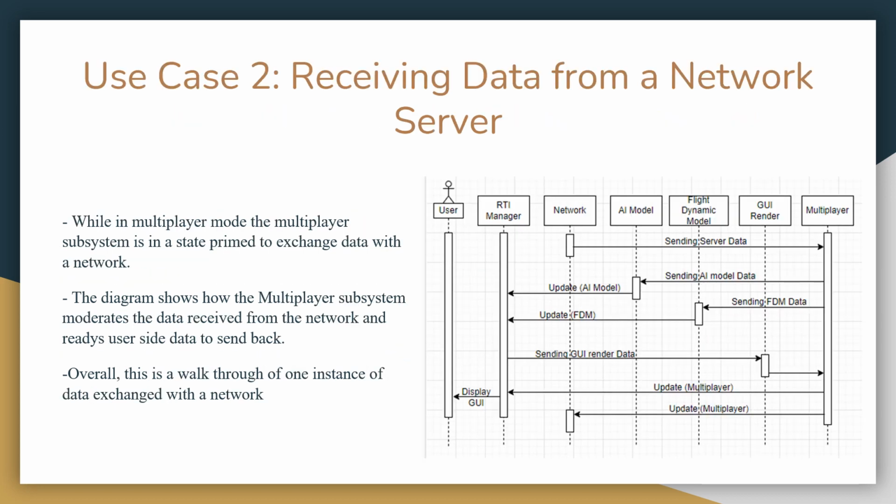For our second use case, we chose receiving data from a network server. While in multiplayer mode, the multiplayer subsystem is in a state primed to exchange data with the network. The diagram shows how the multiplayer subsystem moderates the data received from the network and readies the user's side data to send back. Overall, this is a walkthrough of one instance of data exchange with a network. And again, the sequence diagram is on the right.